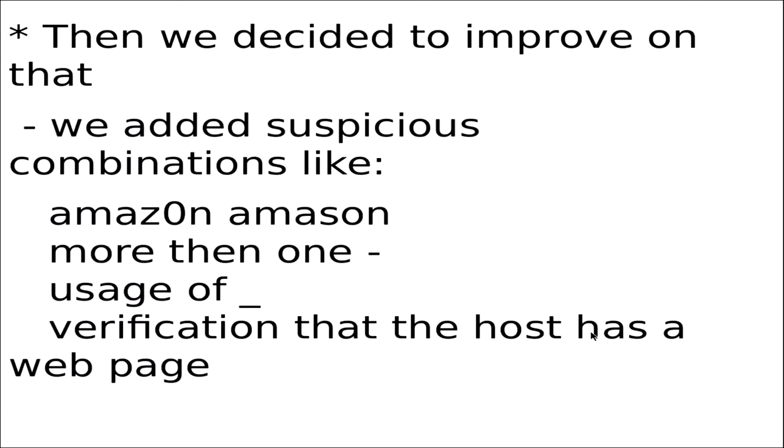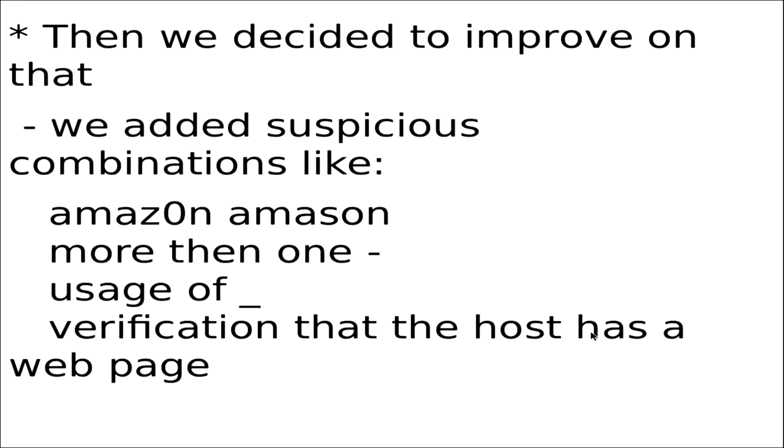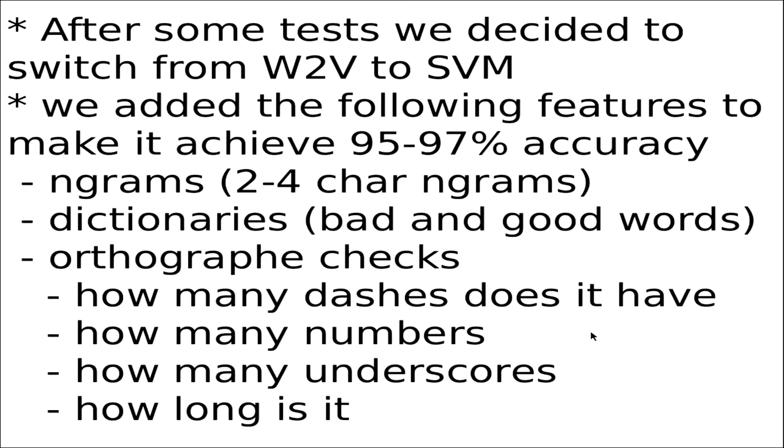And to improve that, we decided to work a little bit more on the phishing hosts that are created. Usually it's stuff like Amazon, where the O is represented by zero, some misspellings, a lot of dashes or underscores used, and verification that this host actually has a web-facing interface, because underscores are used in DNS legally, but on the web, usually you don't see something with an underscore. So we switched from Word2Vec to support vector machines, and there we actually achieved 95 to 97% accuracy of detecting a phishing host.